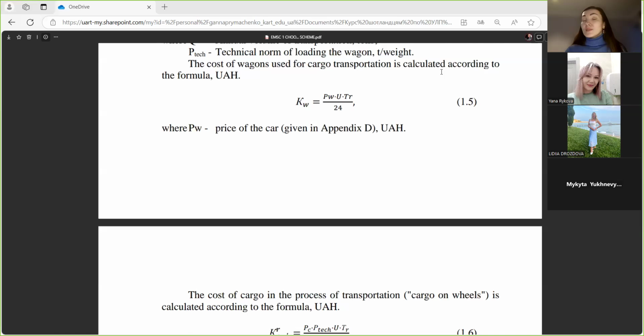So write please K with W is equal to, and in our numerator, we use such parameters as P with index W. It is the price of the car. In our cargo delivery by railway transport, it is the price of using wagons. We used Appendix D to find this information. I think you remember your type of wagons. You have platform or you have gondola car. So we could find now how many hryvnias we need for the price of this car. I open this Appendix D.